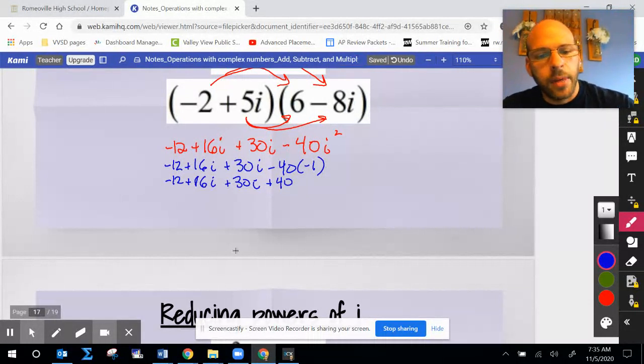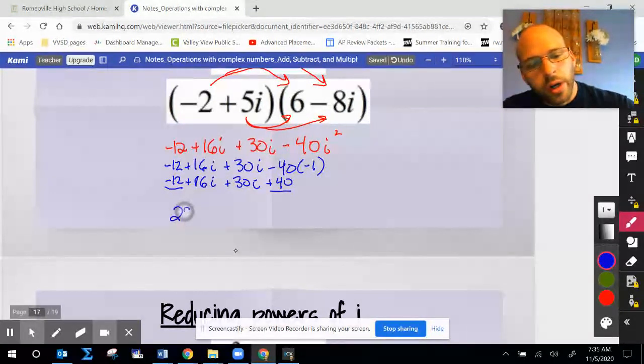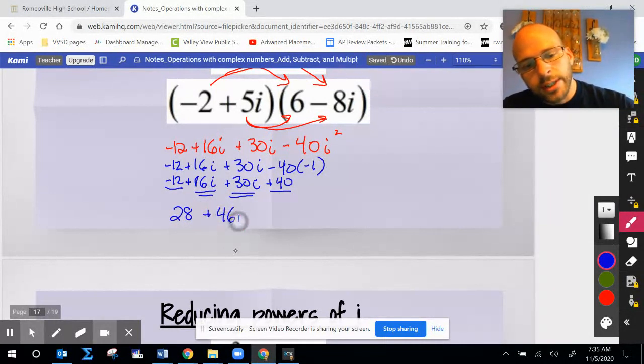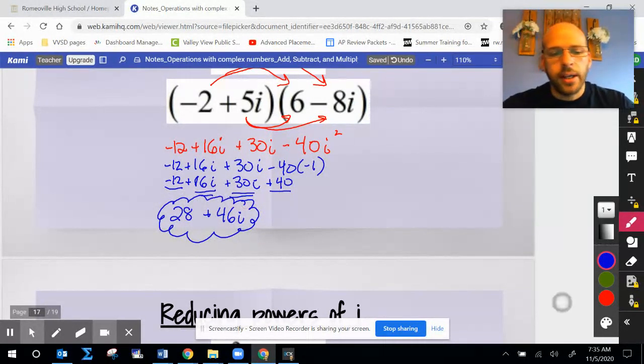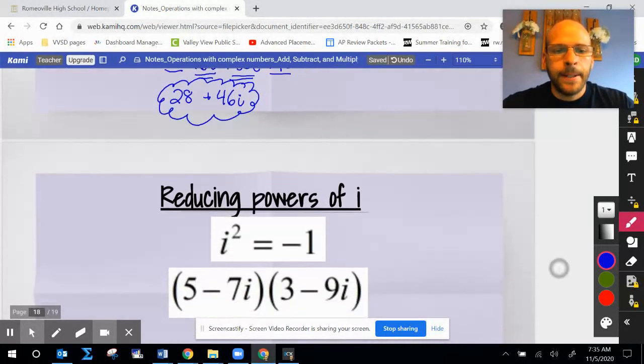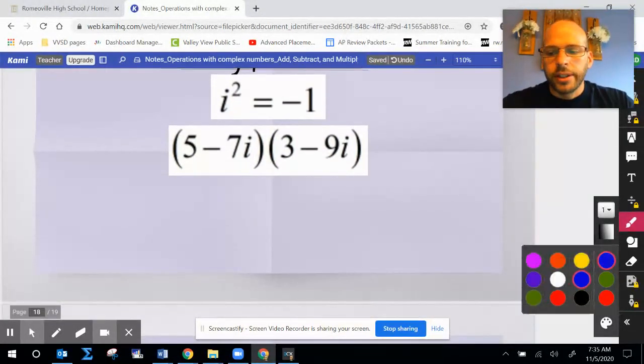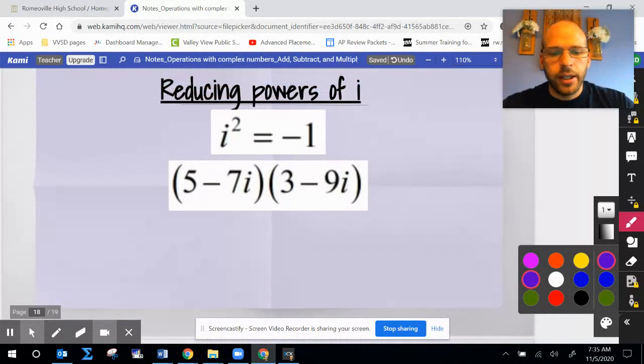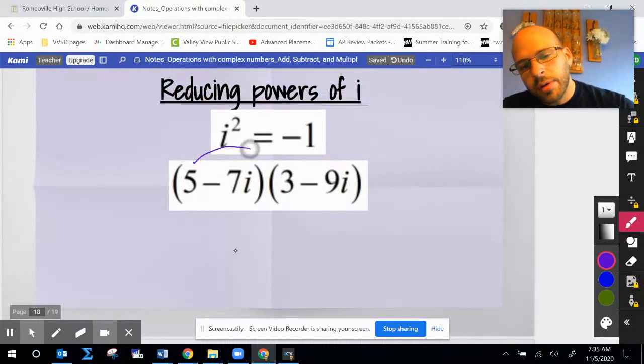And I can combine my like terms. Negative 12 plus 40 is going to be 28. And then 16i plus 30i is a 46i. And this would be my answer. Okay. Let's keep going. I think I got one or two more of these. Okay. So just practice, practice, practice.